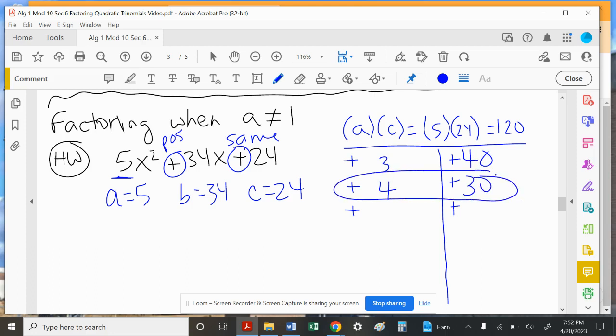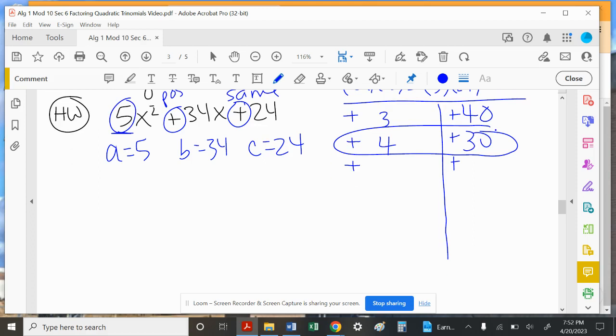So there's our answer. Now, that's the pair we're going to work with, but we cannot just write out the factors as x plus 4 and x plus 30, and the reason is because of that 5. If that was a 1, then we would just write out the answer and we're done. But in this case, we're going to have to do a couple other things.